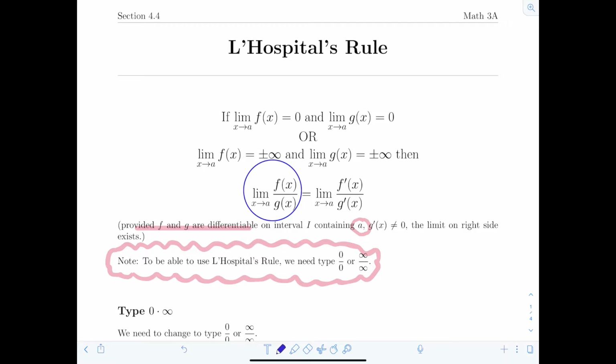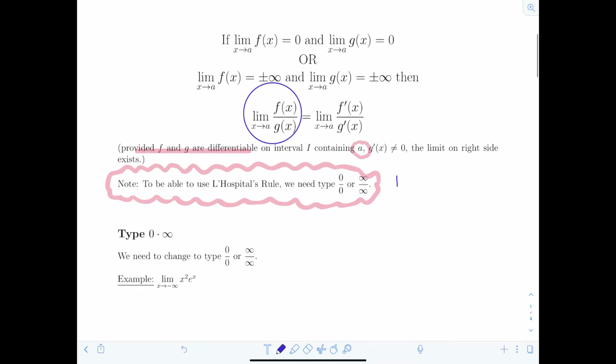Now there are 7 indeterminate forms. In order to use L'Hopital's rule, you need a ratio or a quotient of the type 0 over 0 or infinity over infinity. Now, of the 7 indeterminate forms, if you have one of the other 5, you're going to manipulate it so that you can apply L'Hopital's rule so that you have an indeterminate quotient. Okay, so we're going to work through some examples so you can see how to deal with each of the different types that there are.